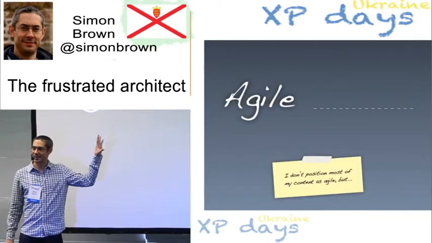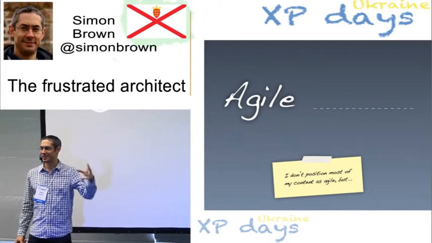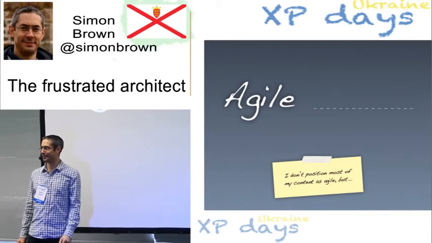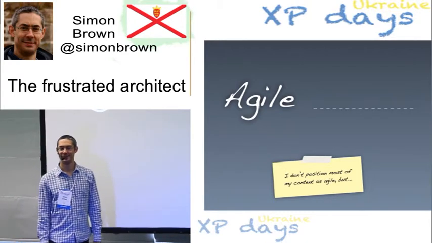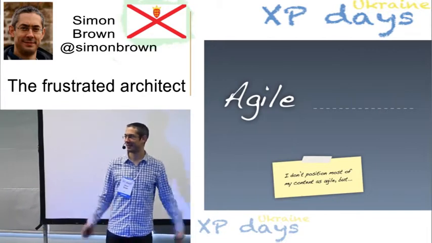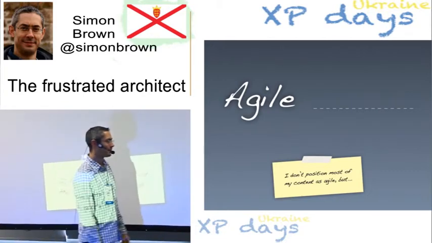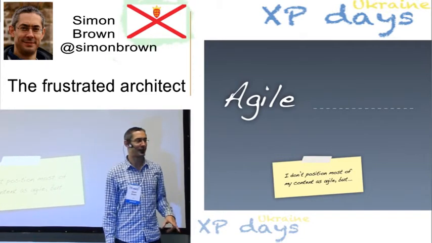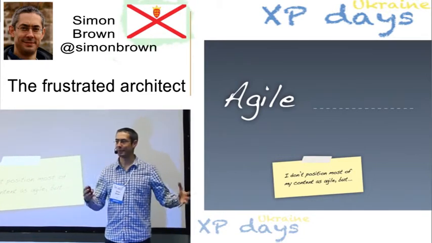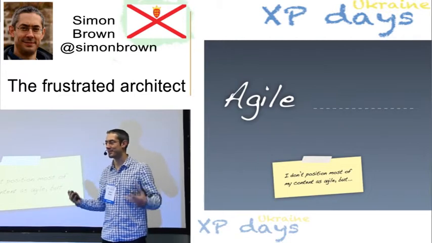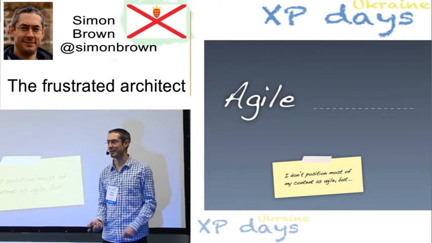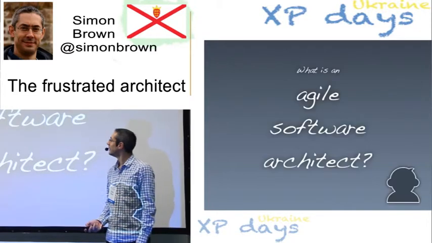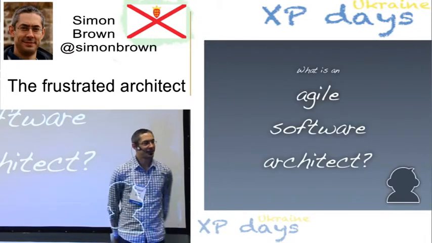I see a lot of this. I see a lot of disciplines and techniques with Agile prefixed in front of them. Agile something. Agile architecture. What does this mean? I don't actually position a lot of my content that I write about on my website as being agile, but a lot of people have picked it up because it's just a nice, pragmatic, lightweight approach to software architecture. So what is an agile software architect?